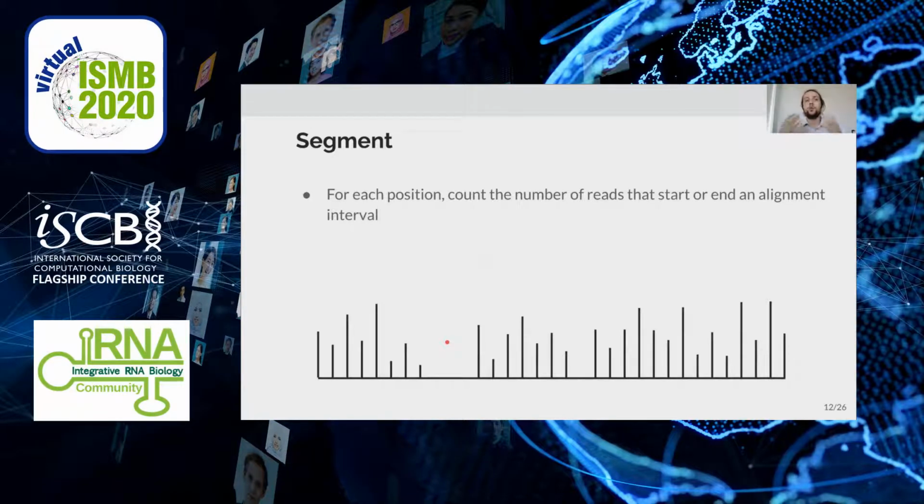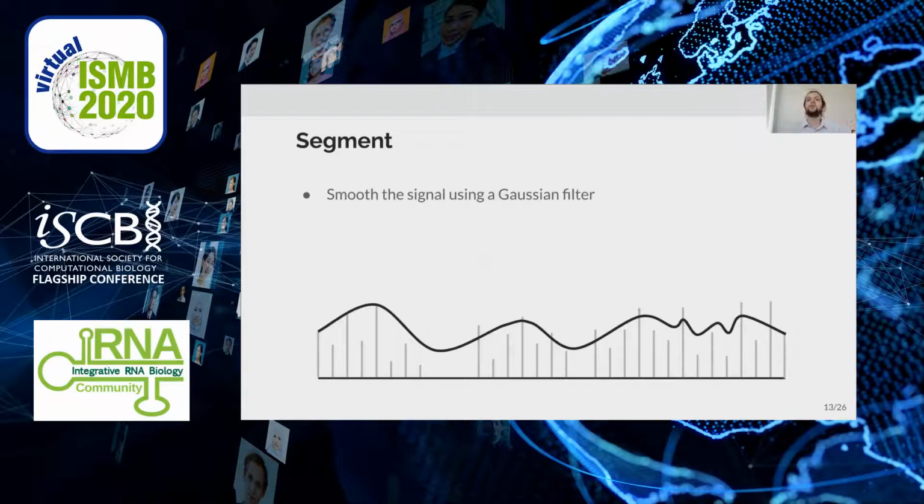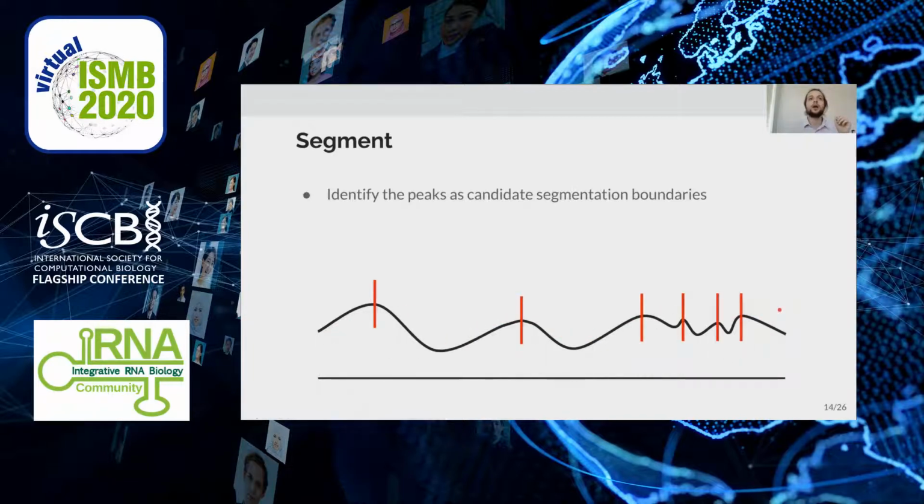Well, first, for each position in each of our intervals, we count the number of reads that either start alignment or end alignment at that position. This is not the same as coverage, because here we're only looking at the start or end of each alignment interval for a given read. Then we have the signal. We smooth it out using a Gaussian filter. Next, we identify the peaks as candidate segmentation boundaries. We get so many of these, and we want to minimize their number.